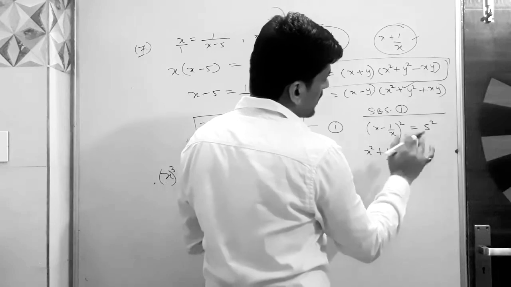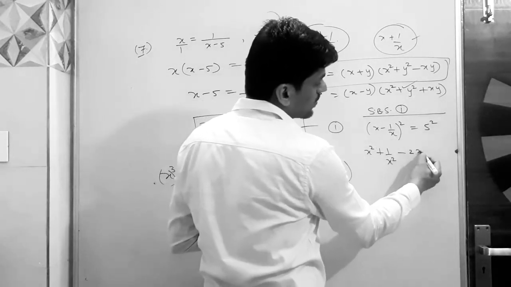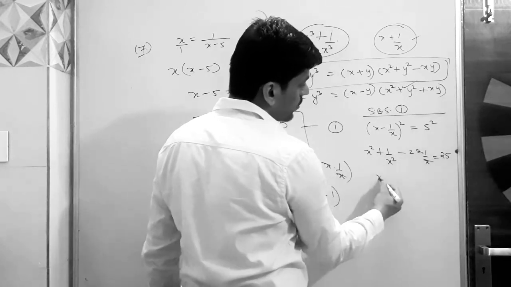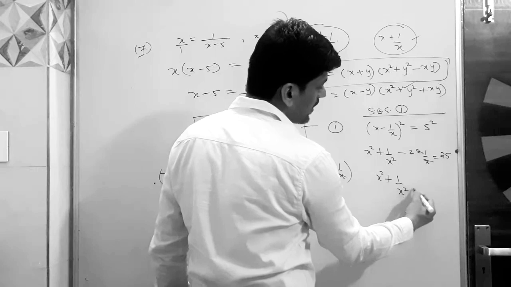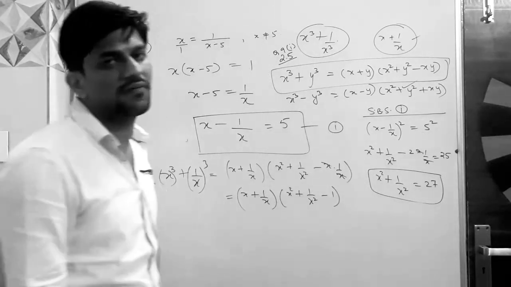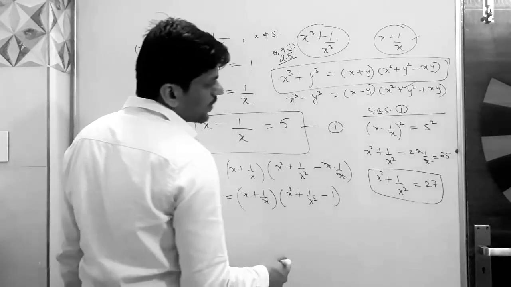Okay, so x square plus 1 over x square minus 2ab, so 2 times a into b, so x into 1 over x, it is equal to 5 square, 25. So x and x get cancelled. So x square plus 1 over x square equal to 25 plus 2, and that is 27. Okay. So x square plus 1 over x square value is 27.